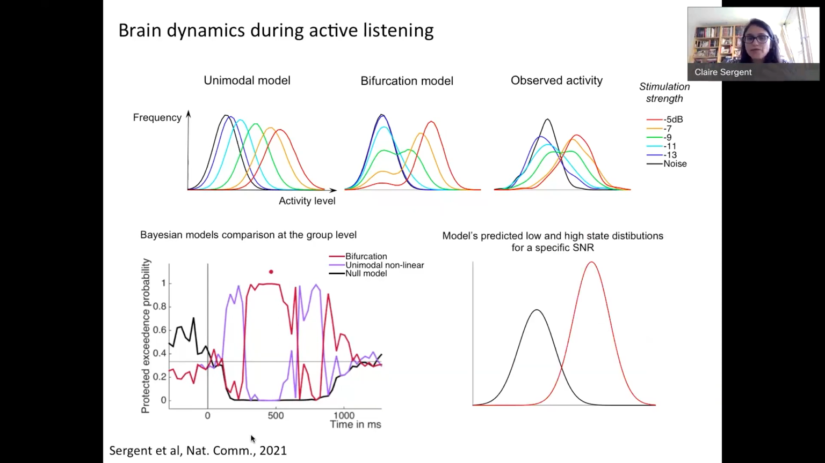Well, since we fit our two models, and for example, we fit the bifurcation model, it actually predicts for a specific SNR the distribution that we should have for non-conscious trials and the distribution that we should have for conscious trials for the same stimulation at this specific intensity. So that's the prediction of the bifurcation model as fitted to the data of a specific participant at a specific time point.